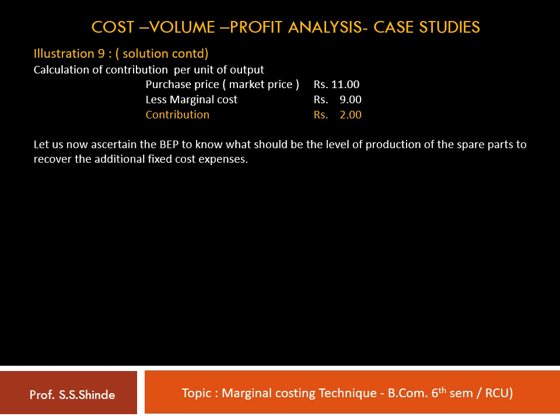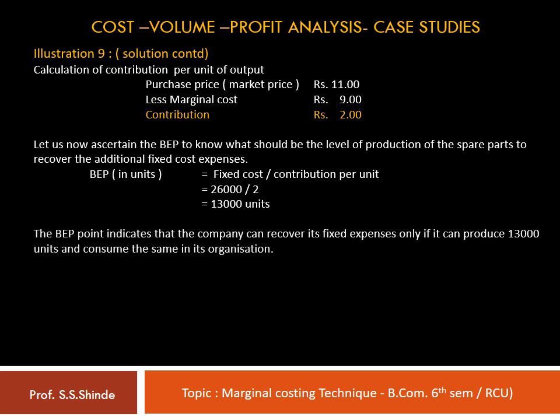Let us now ascertain the break-even point to know what should be the level of production of the spare parts to recover the additional fixed cost expenses. So, BEP in units is equal to fixed cost divided by contribution per unit. So here it would be 26,000, that's the fixed expenses, divided by rupees 2 contribution per unit. So the BEP would work out to 13,000 units. The BEP indicates that the company can recover its fixed expenses only if it can produce 13,000 units and consume the same in its organization.